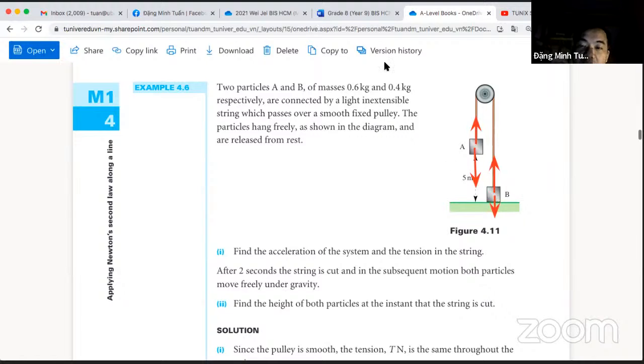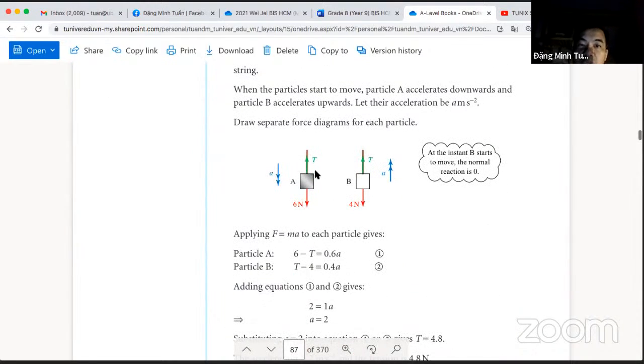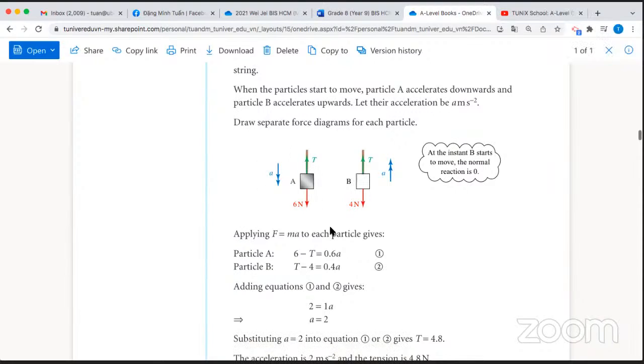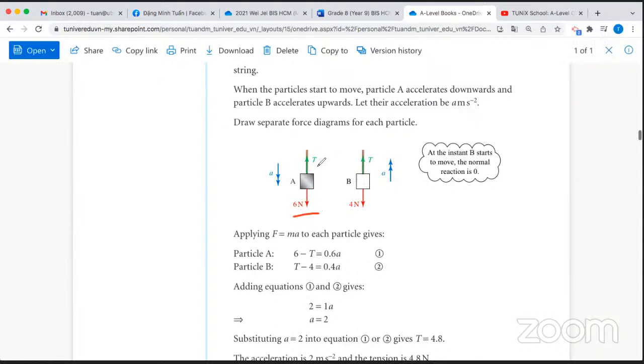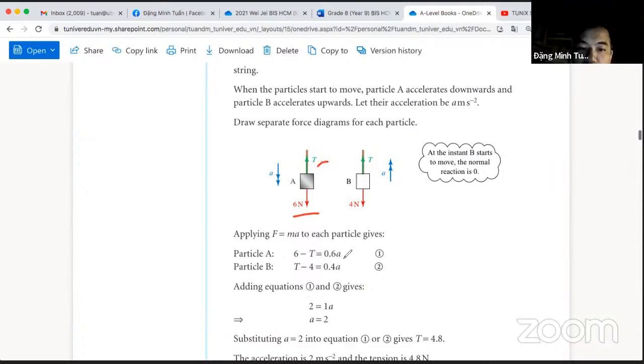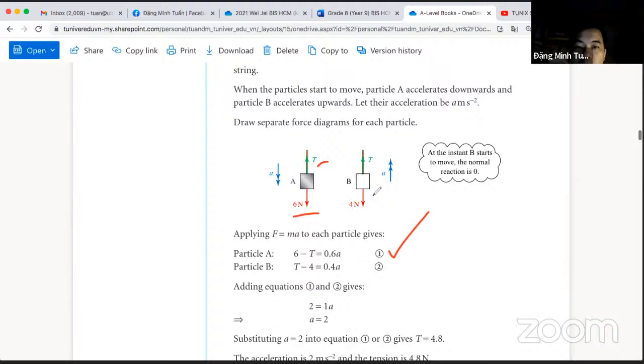And after that, you can write down the second law of Newton for each one. Look at this one, the process for A. Now you have 6 minus T for A, equal to 0.6A. That's the first equation. And for particle B, T goes up, so T minus 4 equals 0.4 times A. Here's the second one.